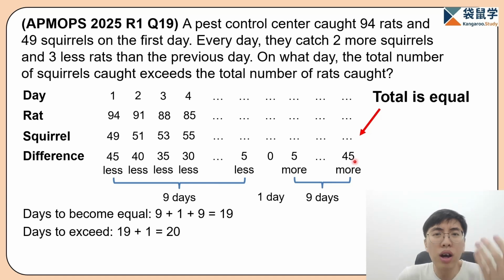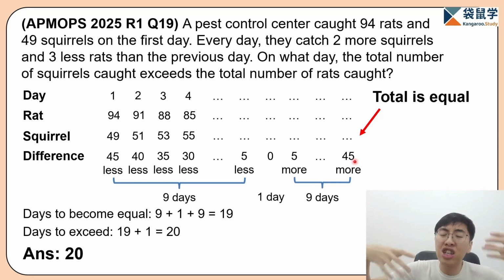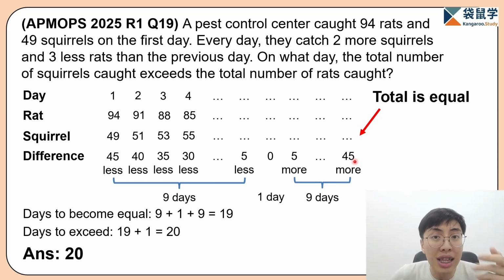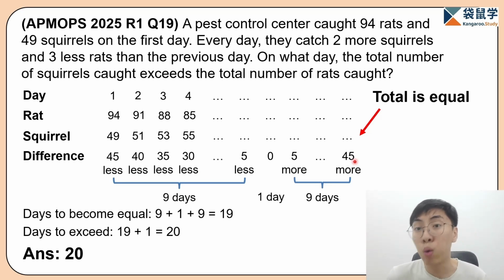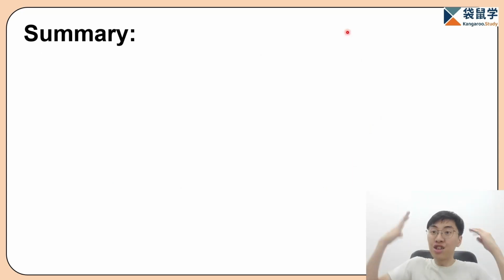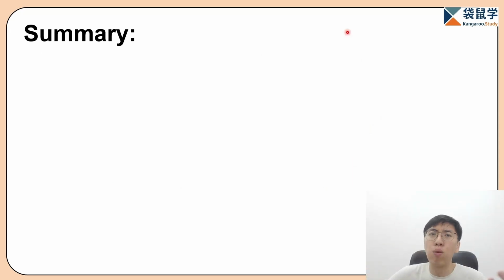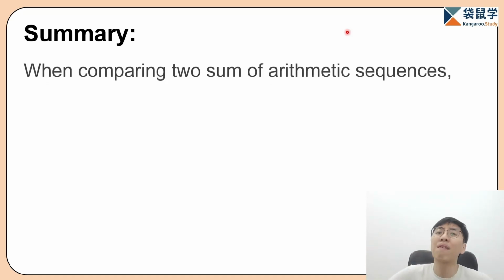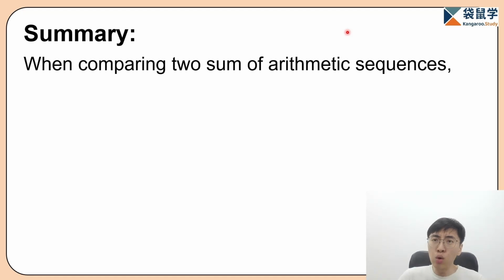So now, what can we know about this? This way it is much faster and easier to understand as compared to writing down the equation. So what can we conclude from these two ways to solve this question? Now we look at a summary of what we have learned in this question. When we are dealing with questions like this that involve multiple arithmetic sequences that we have to compare, there are two different methods that we can use.